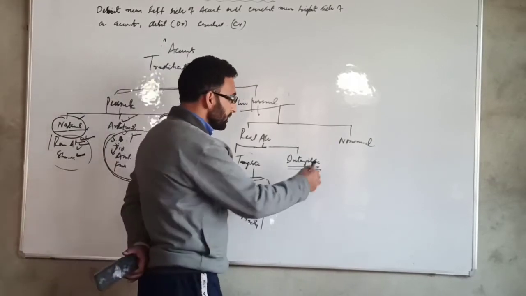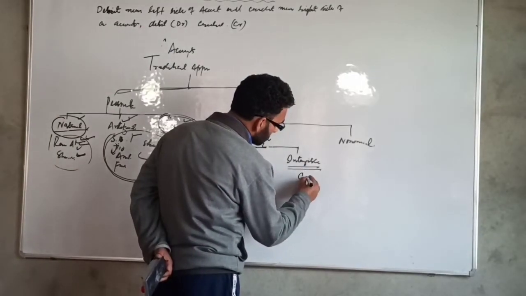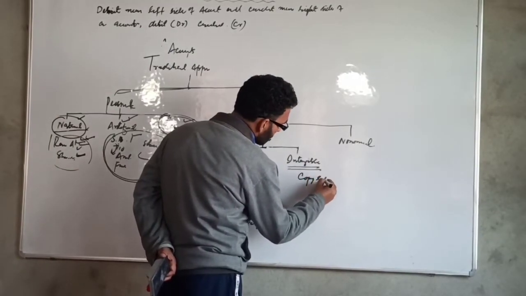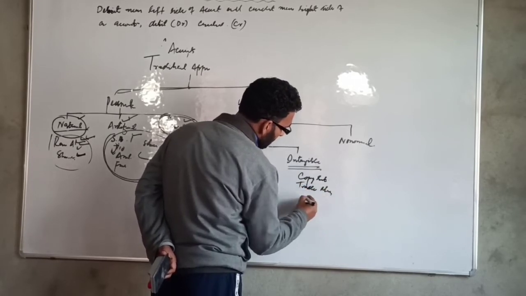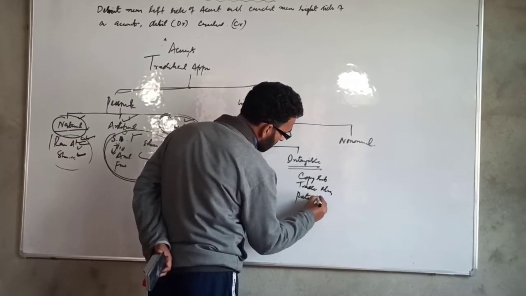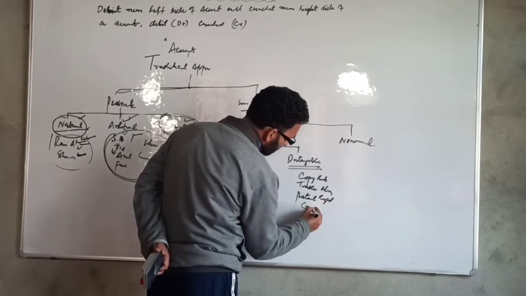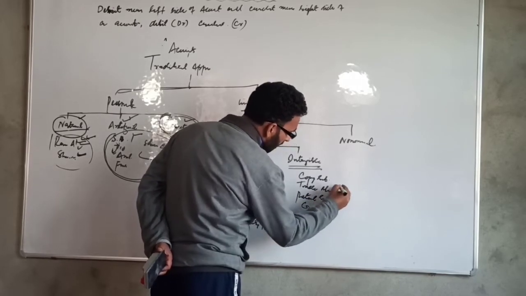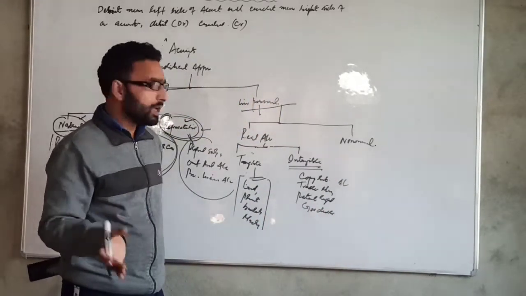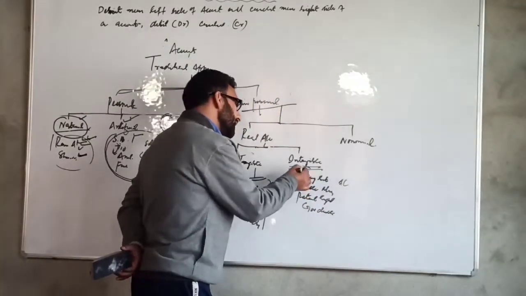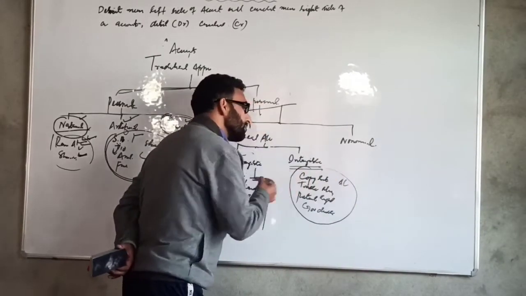They are copyright, trademark, patent right, goodwill. All these accounts, copyright account, trademark account, patent right account, goodwill account, are the intangible properties of the business.